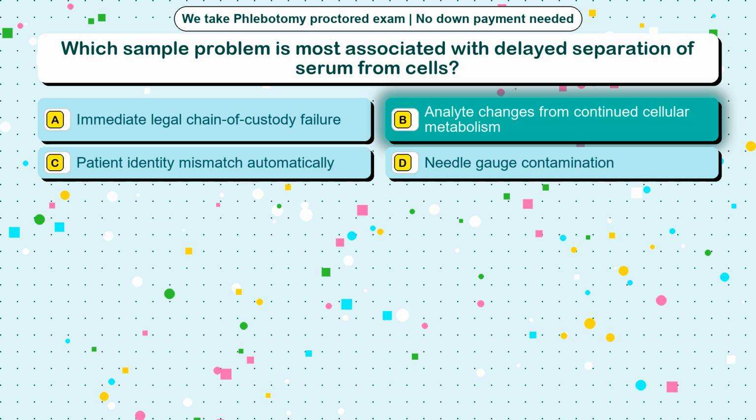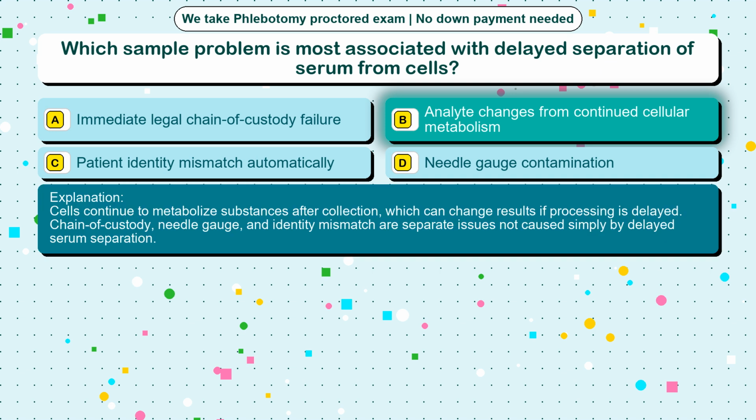Analyte changes from continued cellular metabolism. Cells continue to metabolize substances after collection, which can change results if processing is delayed. Chain of custody, needle gauge, and identity mismatch are separate issues not caused simply by delayed serum separation.